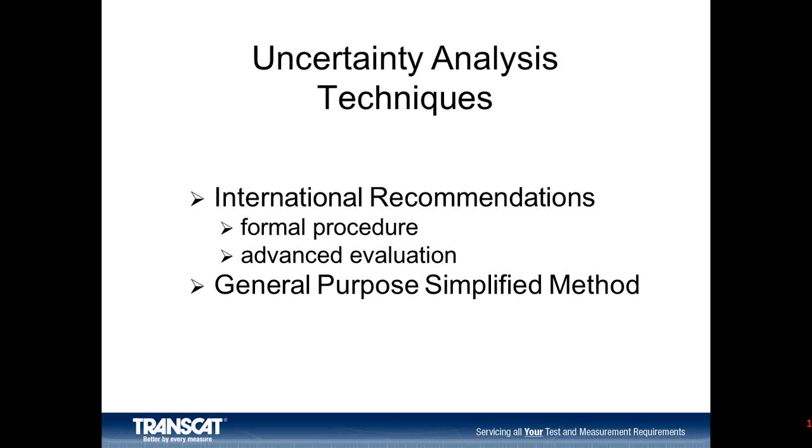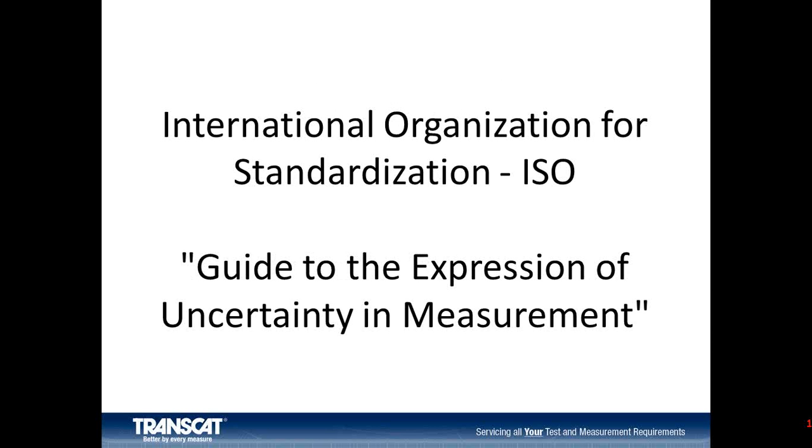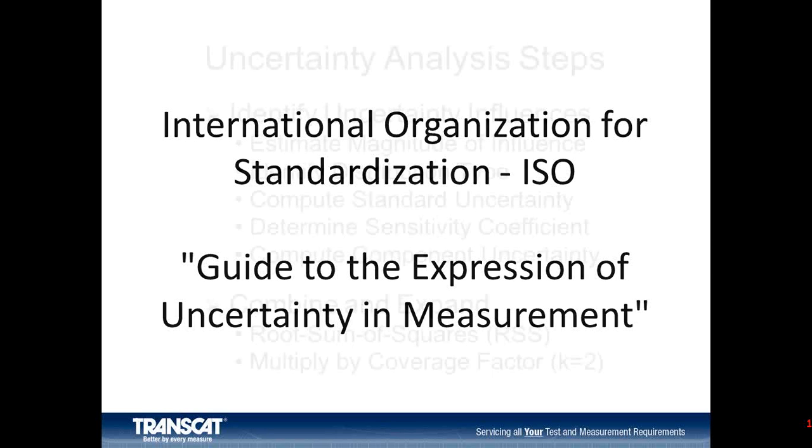So this international recommendation that I'm referring to is the ISO guide. It's a very formal procedure, certainly applicable to advanced evaluations or when accreditation is involved, but there are other simpler general purpose applications where it may be overkill, so there are simpler methods we'll talk about later also. The ISO document that I've been referring to is the Guide to the Expression of Uncertainty in Measurement, a fairly long name, thus the common approach just referring to it as ISO.